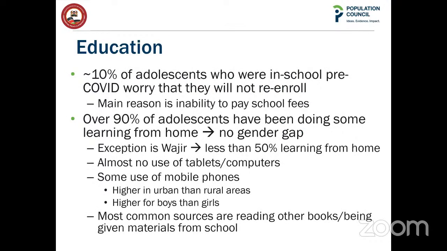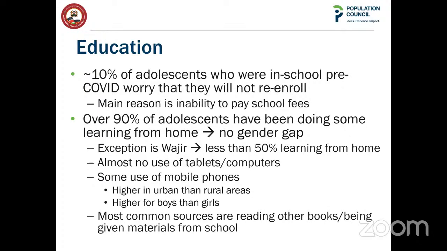We found that 10% of adolescents who were in school pre-COVID reported that they were worried that they would not enroll back into school when schools open. Schools closed around March of 2020, and they're opening in October, well, this month. A lack of money to pay for school fees was the main barrier that adolescents reported to school re-enrollment.